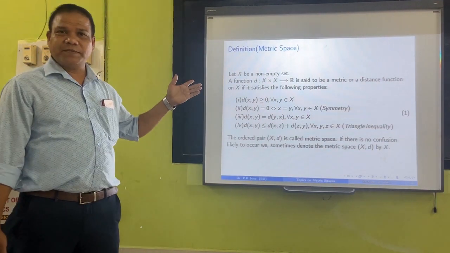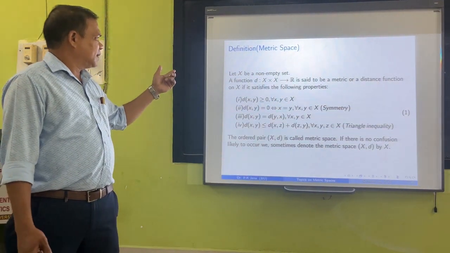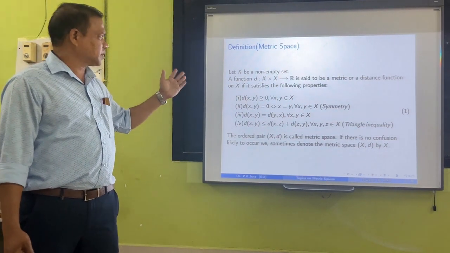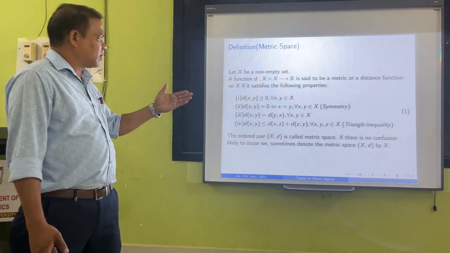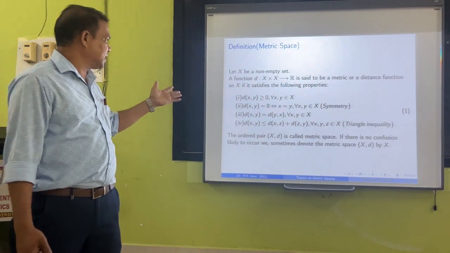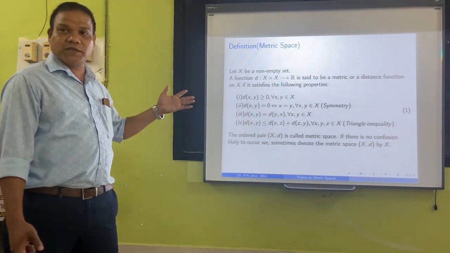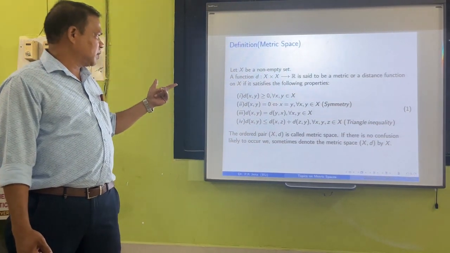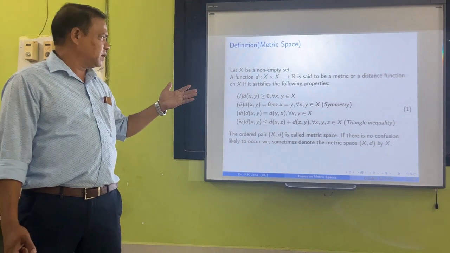Let X be a non-empty set. A metric is a map. A function D, which is a mapping from X cross X to R, is said to be a metric or a distance function on X if it satisfies four properties. First, D of x,y is greater than or equal to 0, non-negative for all x,y belonging to X. Second, D of x,y is 0 if and only if x is equal to y.